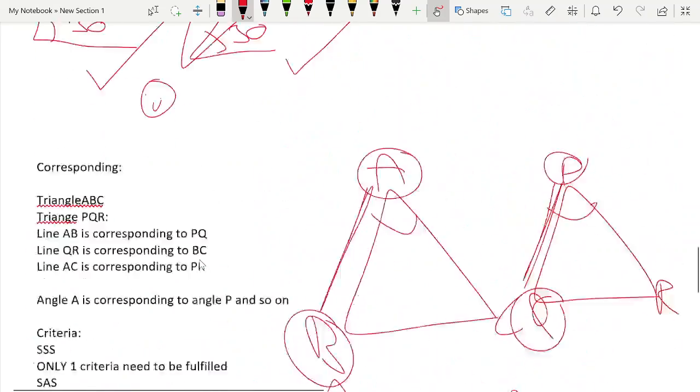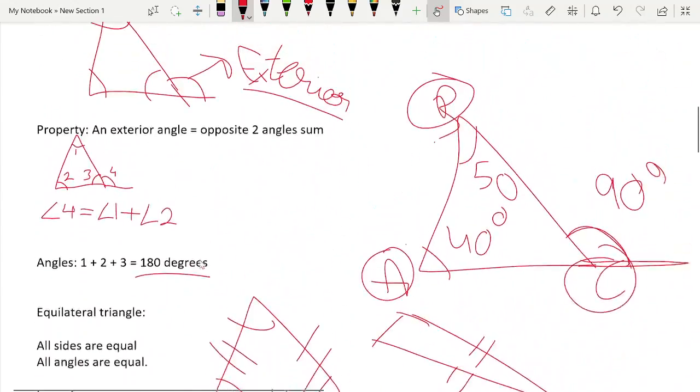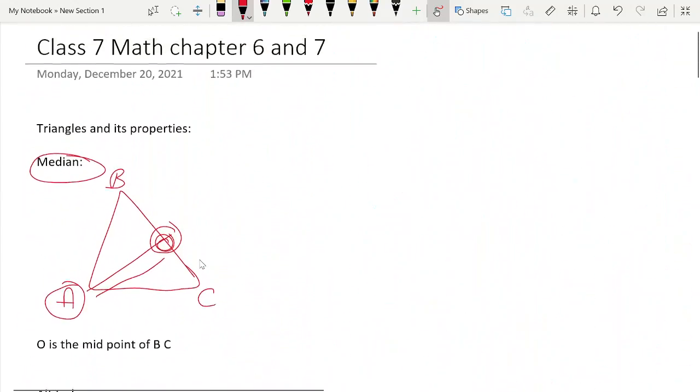This is all for chapter 6 and 7. They were easy. You just need to remember some important parts.